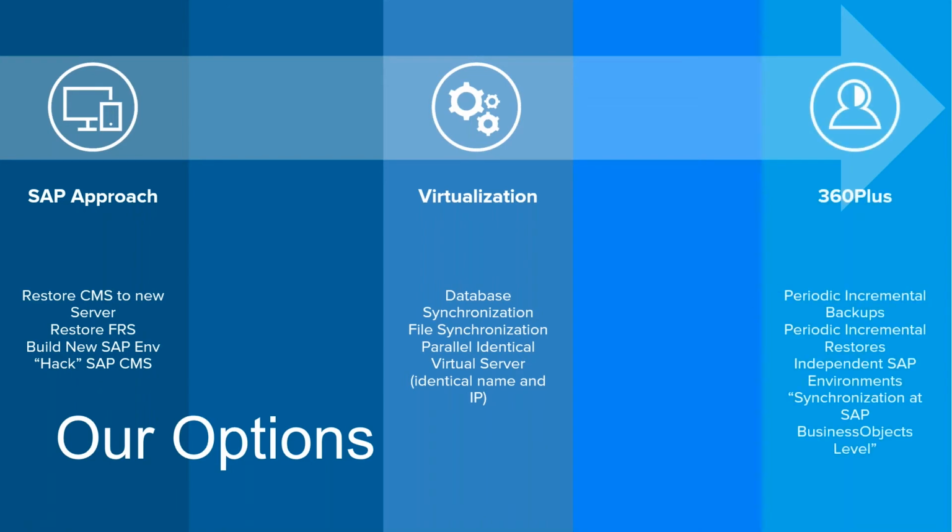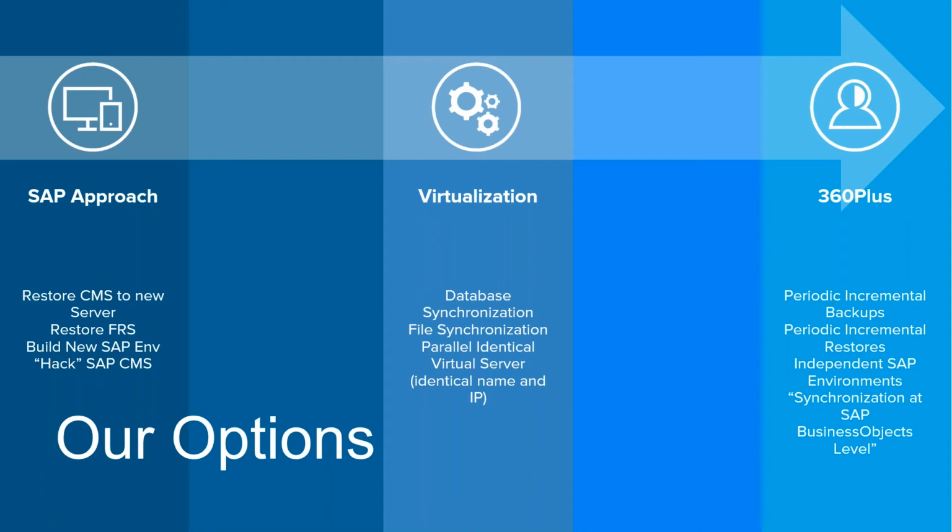What I like about the 360 option is that it's quite simple in its approach. We were already doing incremental backups of our SAP environment, so the question just became, what if we just restored those to a parallel environment? The advantage is that we don't even care about the CMS and FRS level. I don't care about the CMS database, and I don't care about the file repository. If we simply have an independent environment that we're keeping in sync by restoring content from our backups, then both environments are independent. We're basically replicating content all at the BusinessObjects level.